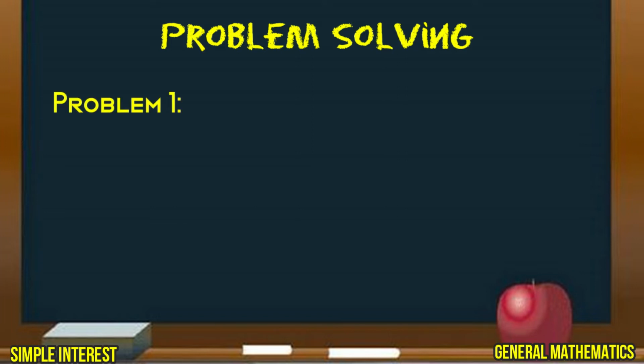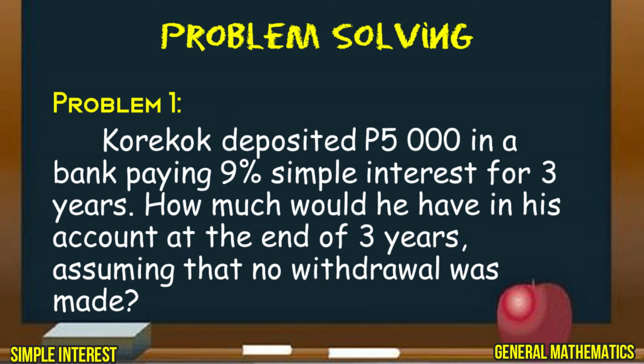Let us take problem number 1. Karekok deposited 5,000 in a bank paying 9% simple interest for 3 years. How much will he have in his account at the end of 3 years, assuming that no withdrawal was made? First thing to do is identify the needed information to solve the problem. One is deposited 5,000, then 9% simple interest, and we also have 3 years. And the question that we need to answer is, how much would he have in his account? Based from the given question, we are going to find the future value or maturity value.